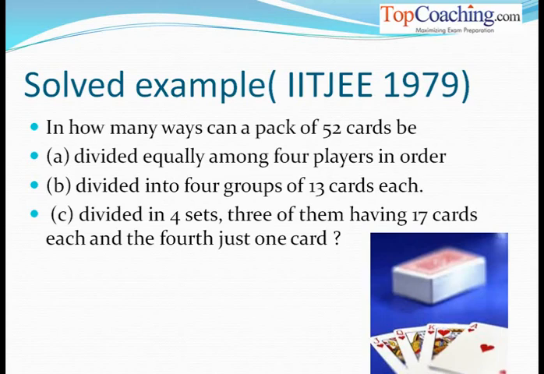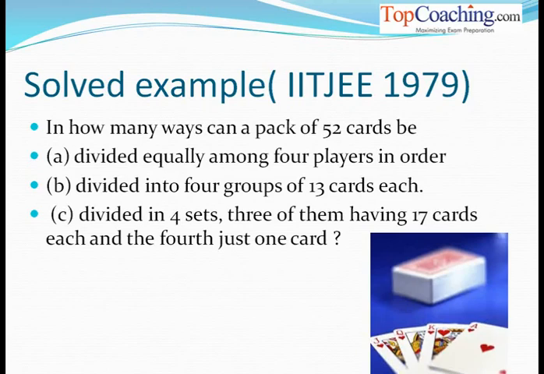So what we have to do in this question is, we have a pack of 52 cards. Now in the first part, we have to divide these 52 cards equally among 4 players in order. In the second part, we have to divide these 52 cards into 4 groups each containing 13 cards, and in C part we have to divide these 52 cards into 4 sets, and 3 of them have 17 cards and the 4th just 1 card.